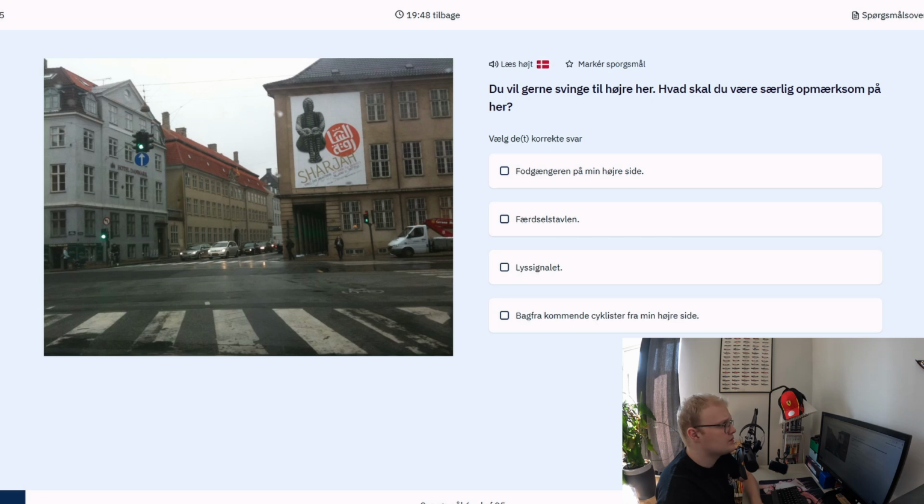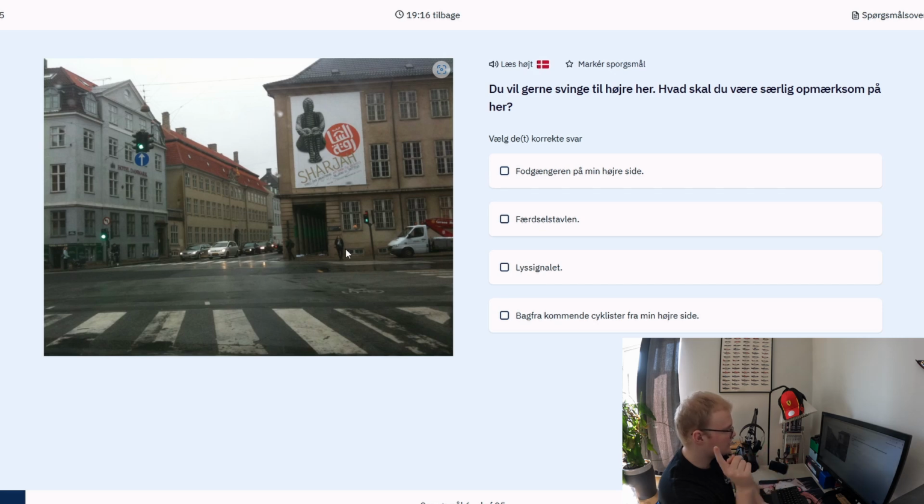Okay, this one. I want to turn right. What do I have to pay attention to? What do I have to be especially observant of? I would say it's the pedestrian on the right. I don't think I have to. He's quite a long way away. So this is the mindset you have to have. Should I say yes because he's there, or should I say no because he's nowhere near close to me? I'm gonna say no because I don't think he's close to me.